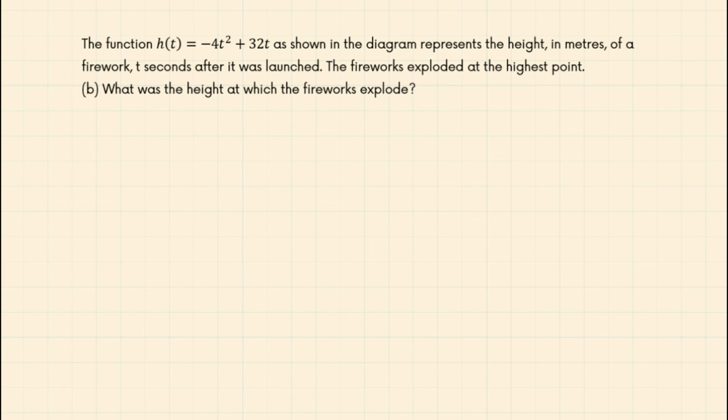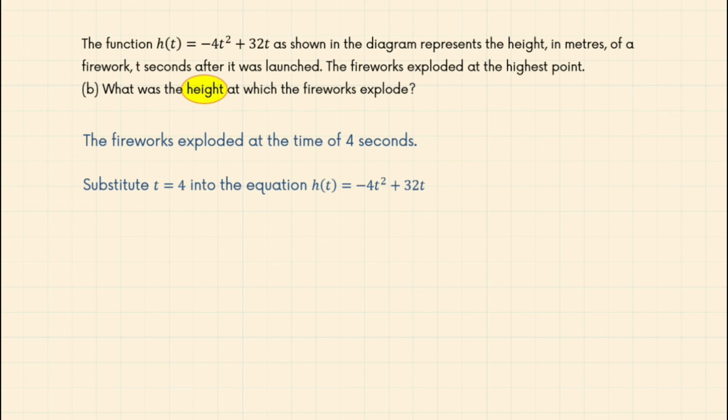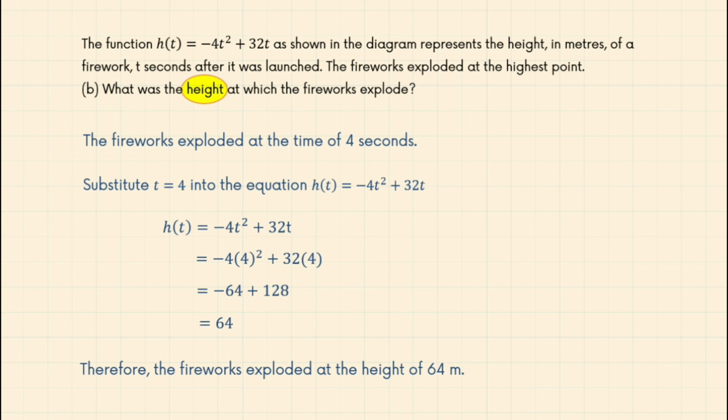Question B. What was the height at which the fireworks exploded? The question asks for the height, which refers to the function h of t. We know that the fireworks exploded at time t equals 4. So, to find the height, we substitute t equals 4 into the equation, calculate and solve for the value. We get 64 meters. This means the fireworks exploded at the height of 64 meters. Now we are done solving the problem.